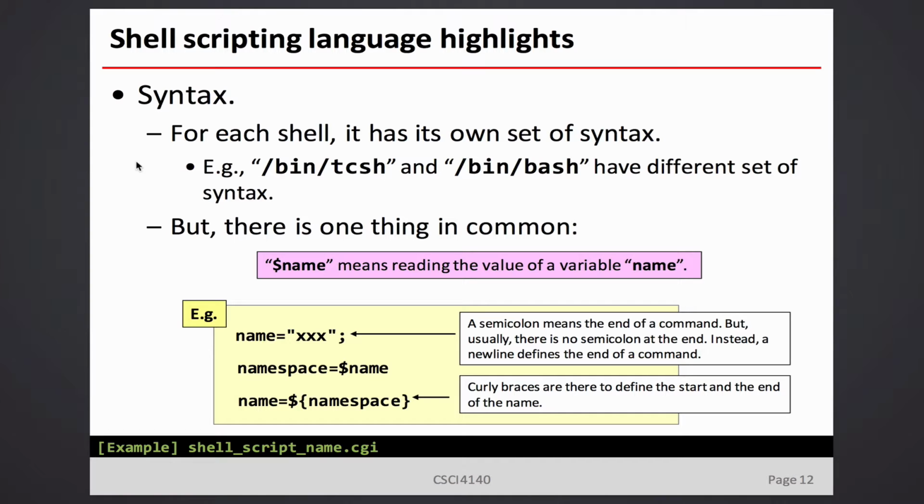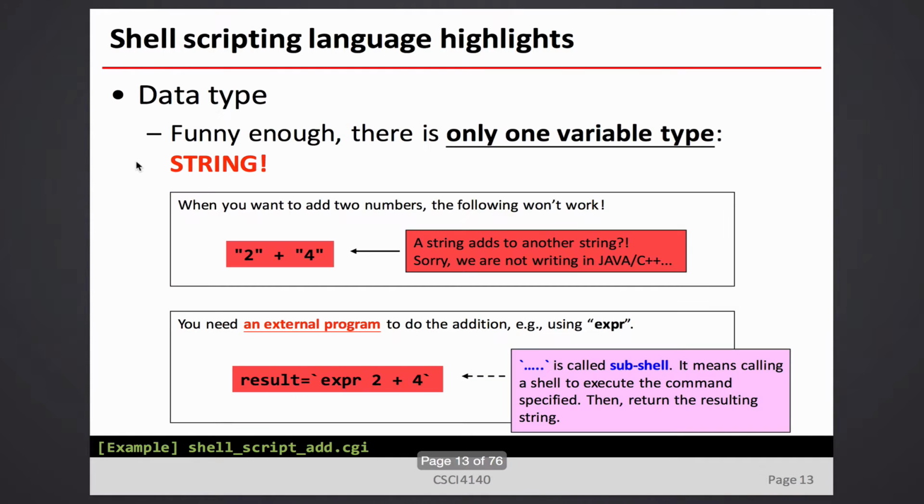I'm kind of a semi-expert in writing shell script because I do a lot of things using shell script already. And as I told you last time, the only data type that shell script supports is string. It doesn't support any number. Don't write down 1 + 2. It doesn't know what to do.